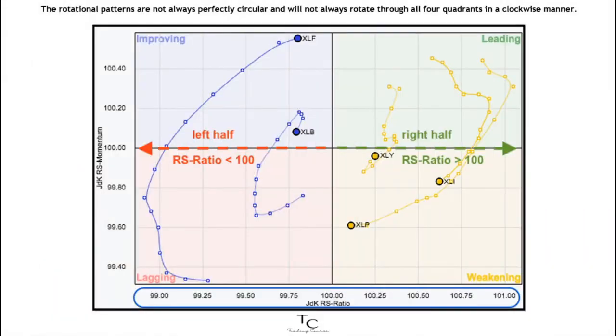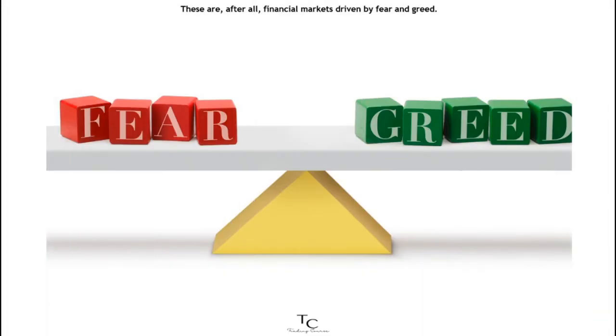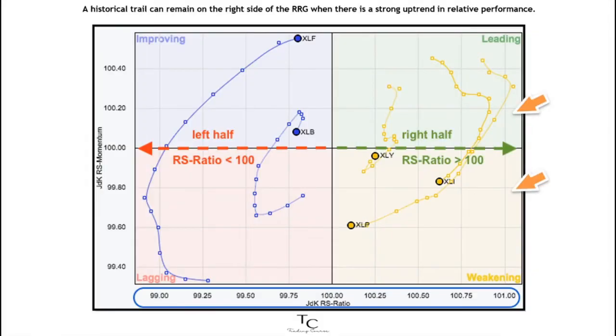The rotational patterns are not always perfectly circular and will not always rotate through all four quadrants in a clockwise manner. These are, after all, financial markets driven by fear and greed. A historical trail can remain on the right side of the RRG when there is a strong uptrend in relative performance. This means RS ratio is holding above 100, and RS momentum is fluctuating above, below 100.